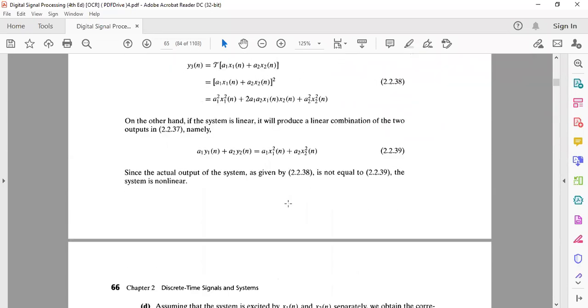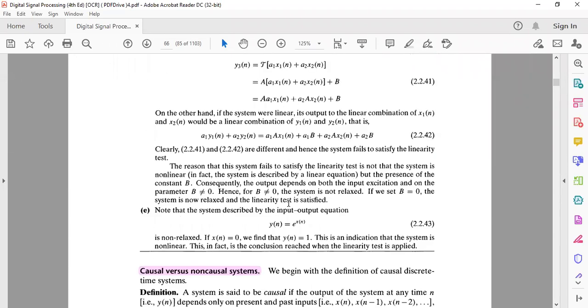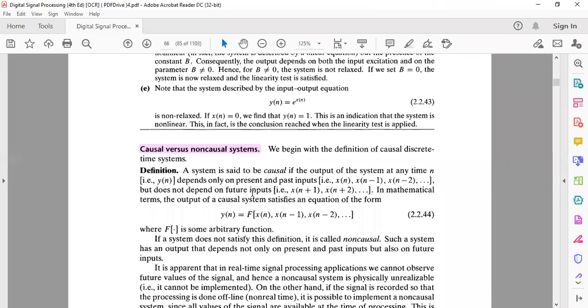We may need to go through these examples to prove if this is actually right and how it works. So we have causal versus non-causal systems. This is the third classification, and we begin with the definition of causal discrete time systems.